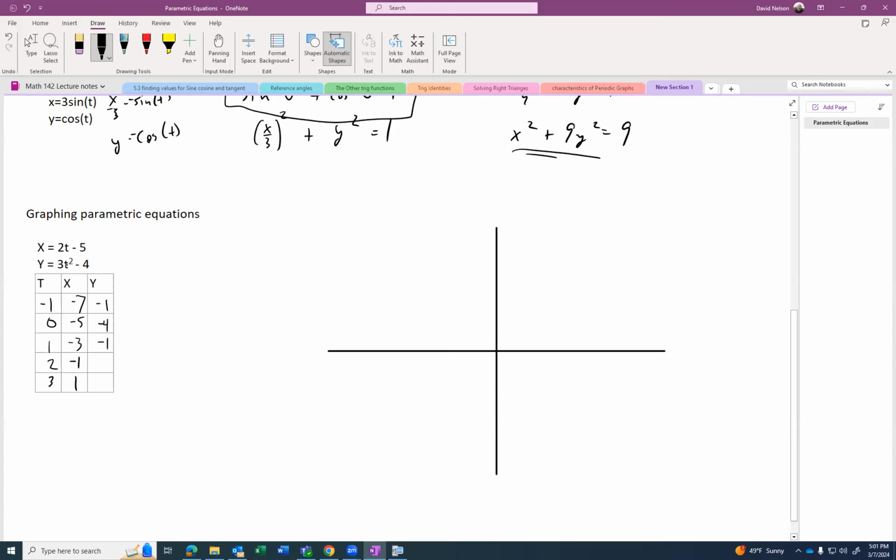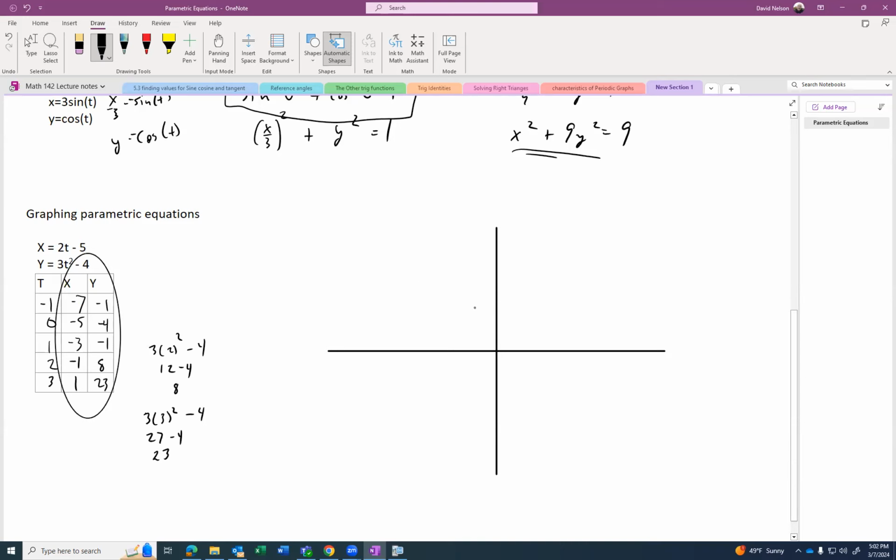When t is equal to 2, I'm looking at 3 times 4, that would be 12. 3 times 2 squared minus 4 is going to be 12 minus 4. That's going to give us 8. So y would equal 8. And then when t is equal to 3, 3 times 3 squared minus 4 would be 27 minus 4, which is 23.